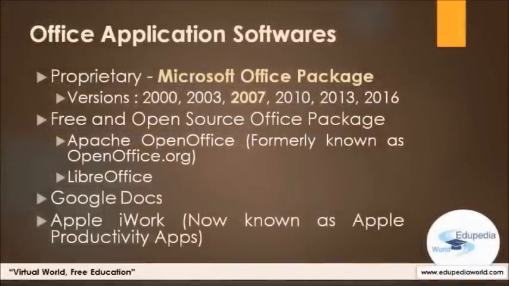Before starting to talk about word processing, first we see what kind of Office applications are there in the industry. Most Microsoft Windows users, the people who use Microsoft Windows as their operating system, tend to use the Microsoft Office package as their Office application suite. There are several versions and the most notable ones are 2000, 2003, 2007, 2010, 2013 and the recent one, 2016. But the Microsoft Office package is a proprietary product. That means you have to buy the product in order to use it.